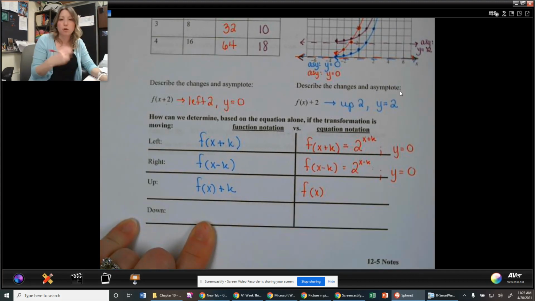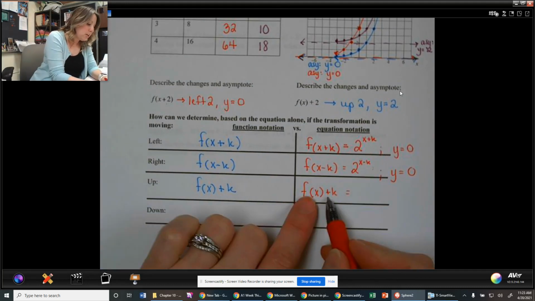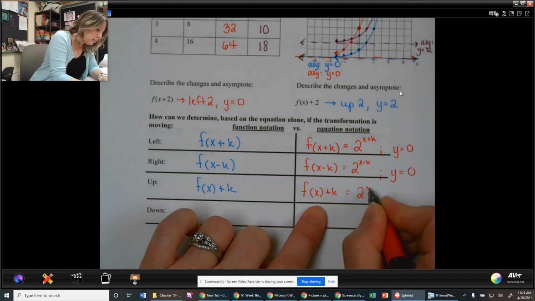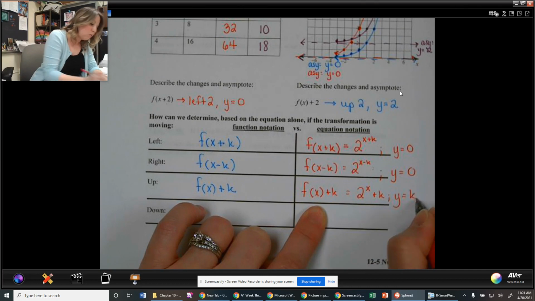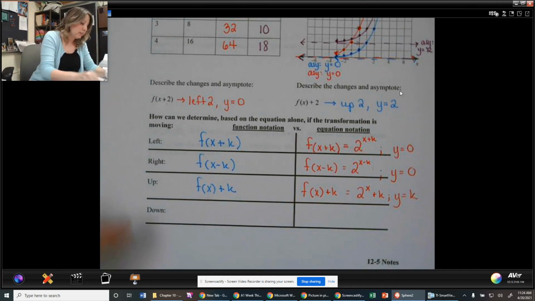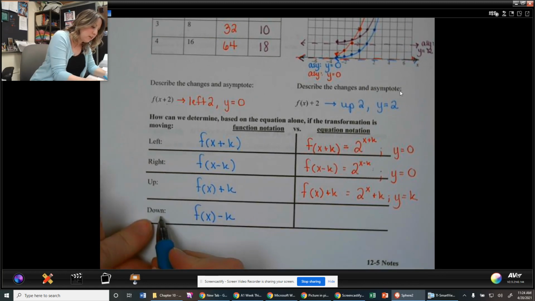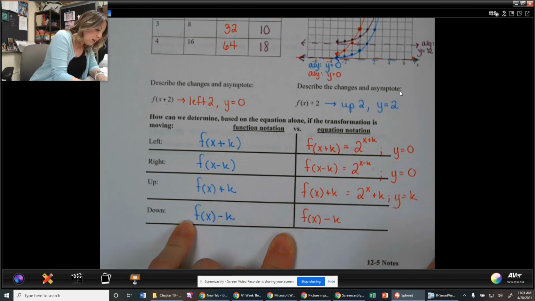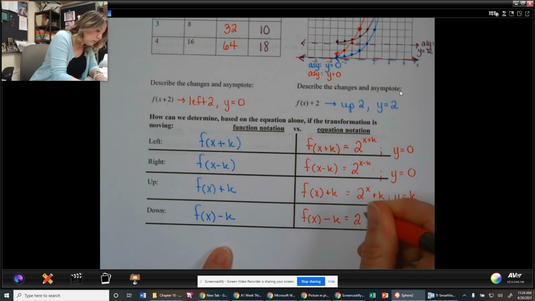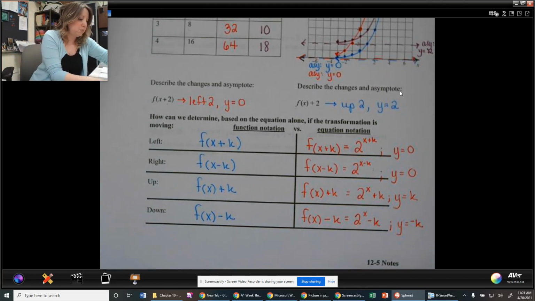Okay, so what will that look like in translation? And again, I'm using my original parent function to make these translations, right? So what will that mean? It'll mean adding 2 at the end. So 2 raised to the x plus k power now means that your asymptote is y equals k. And then this last one down here, f of x minus k will move you down k values, right? And what that will look like in practice here is going to be 2 to the x and then minus k here, and your y equals negative k, because we moved down, is going to be your asymptote.